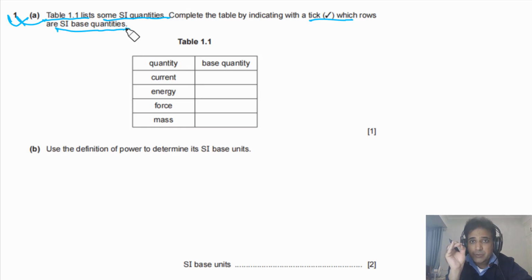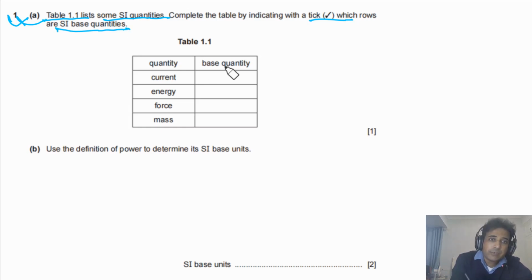Temperature is an SI base quantity and its SI unit is Kelvin. Amount of substance is an SI base quantity and its unit is mole. Luminous intensity is an SI base quantity and its unit is candela, cd. So these 7 SI base quantities and 7 SI base units you need to understand.